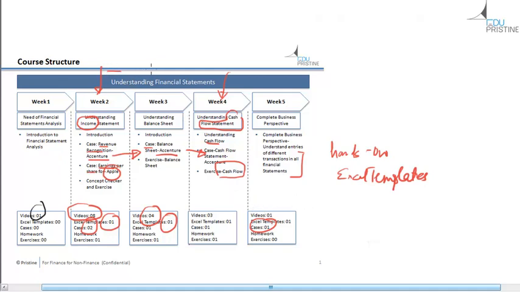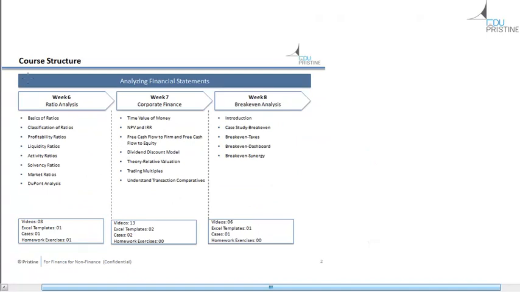Once we understand the financial statements, and the language that finance people speak, we'll try analyzing them. The first thing we would do in this analysis is called ratio analysis. We will understand what ratios are and how they are classified: profitability ratios, liquidity ratios, activity ratios, and solvency ratios. These are the ratios we speak about for a particular company.